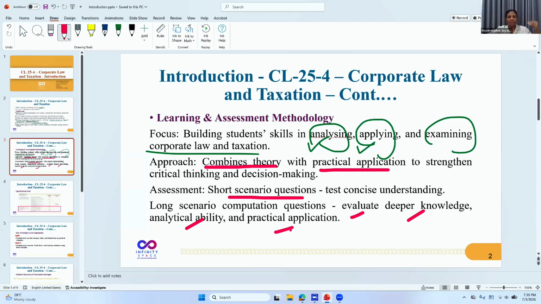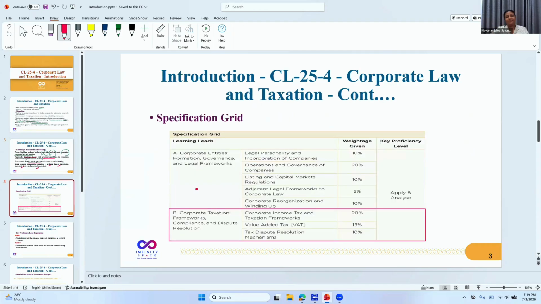I need to repeatedly tell this: your paper is an application paper. Yes, you have to write some theories, and for the law you have to write, but it is for the given scenario. And this is part of the syllabus. I'm not touching on the law part, but I need to come to the taxation part.